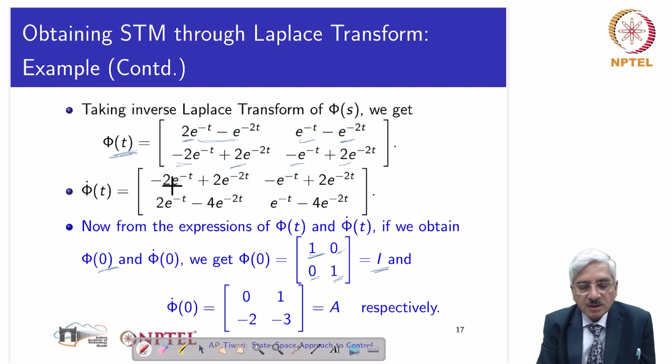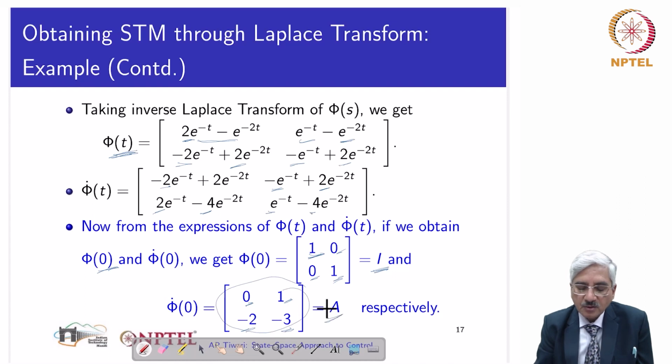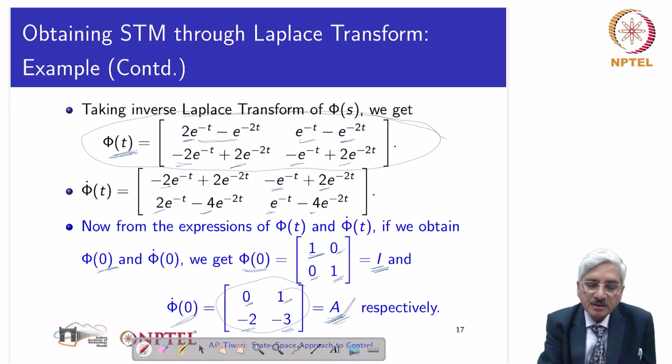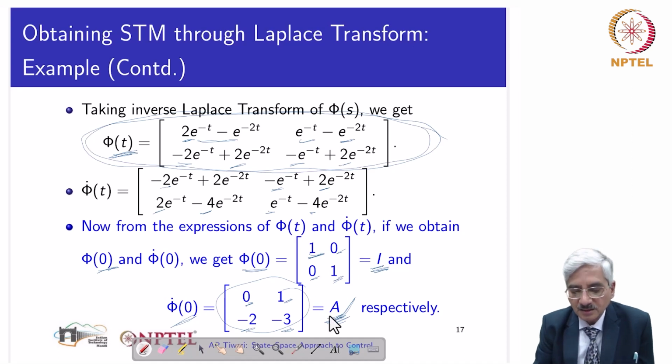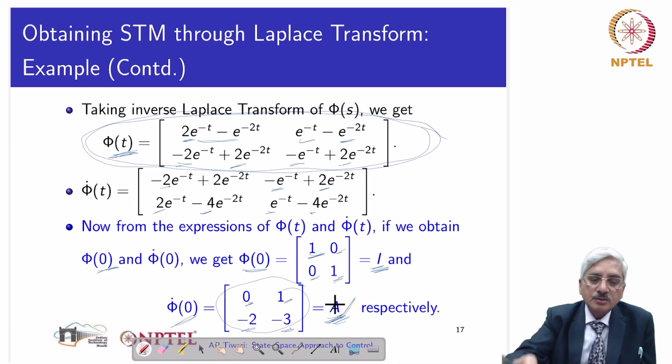And phi dot 0 is minus 2 plus 2, 0, minus 1 plus 2, 1, 2 minus 4, minus 2, and 1 minus 4, minus 3, which is same as A. So phi dot is A phi, and phi dot 0 will be A phi 0 or A. So we see that phi 0 comes as identity, phi dot 0 comes as A. So it gives a confidence that this phi t has been evaluated properly, although it is not necessary that it will hold that way. It just gives a confidence to our computations.